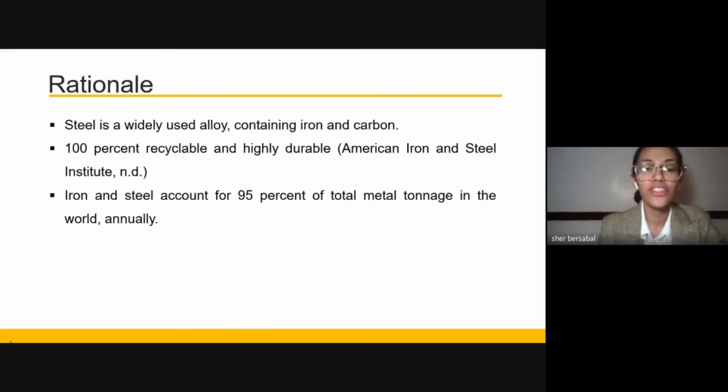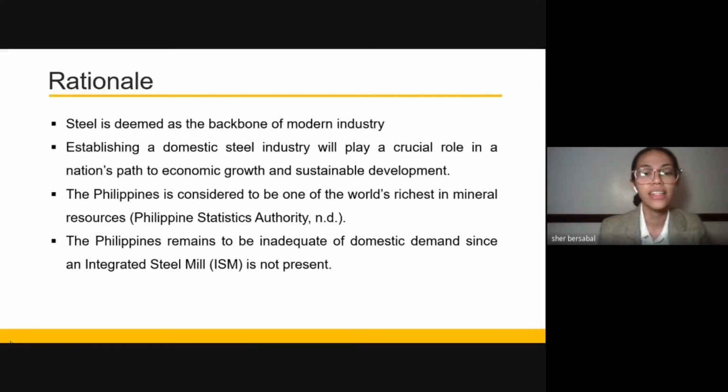Steel is not only attributed to be 100% recyclable, but also it provides long-term durability, or shall we say, it can withstand extreme conditions. Next, steel is deemed or considered as the backbone of modern industry for a reason that it serves a necessary input to numerous industries such as energy, construction, automotive, and transportation, infrastructure, and machinery.